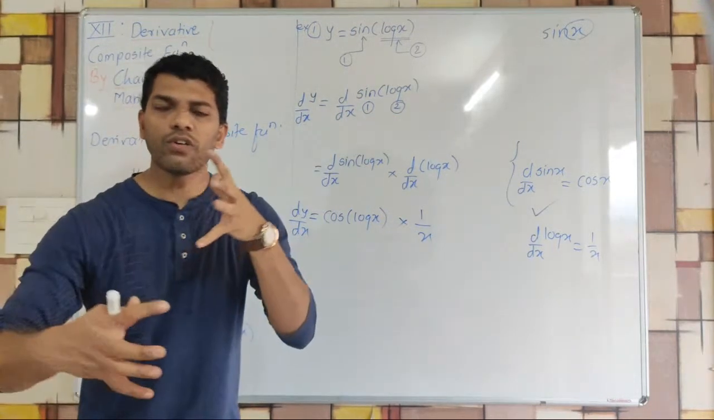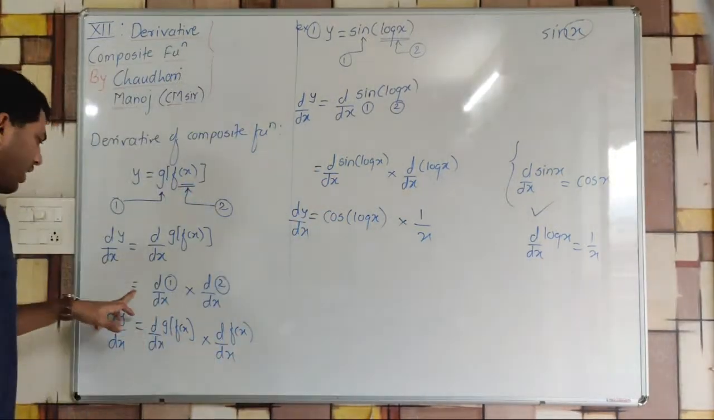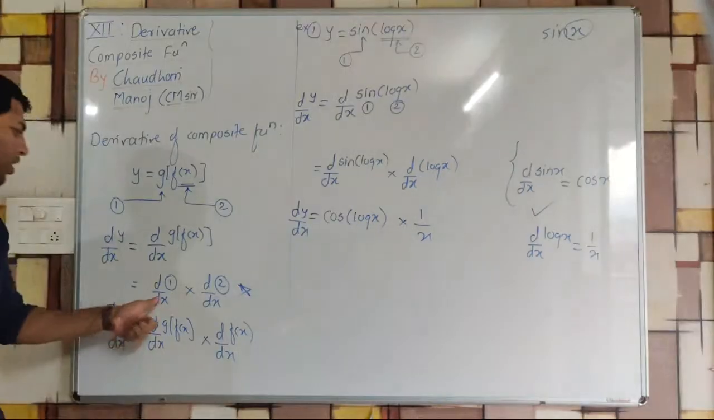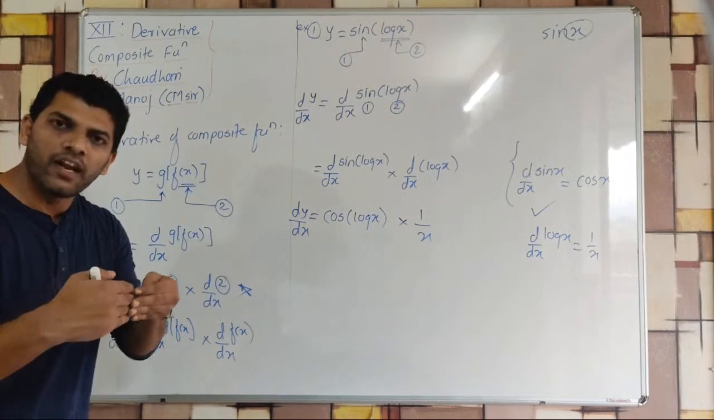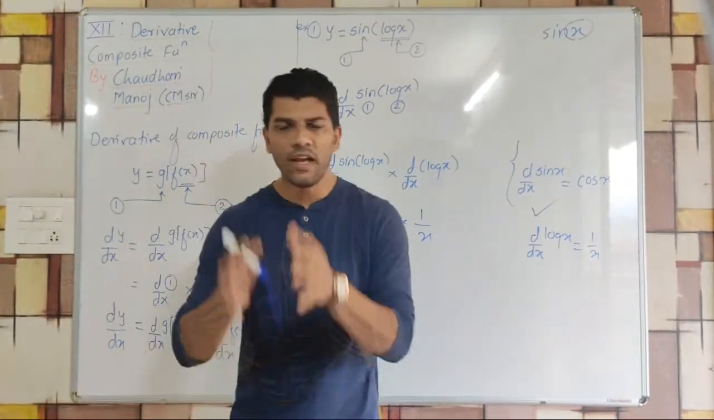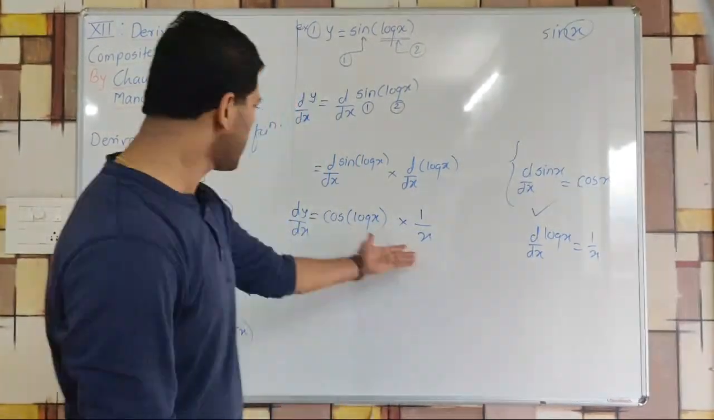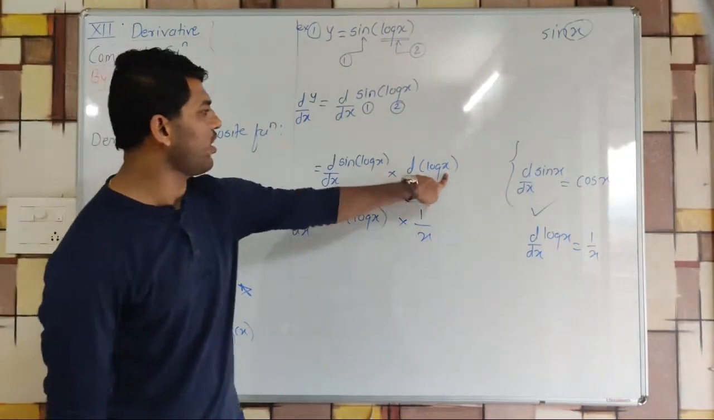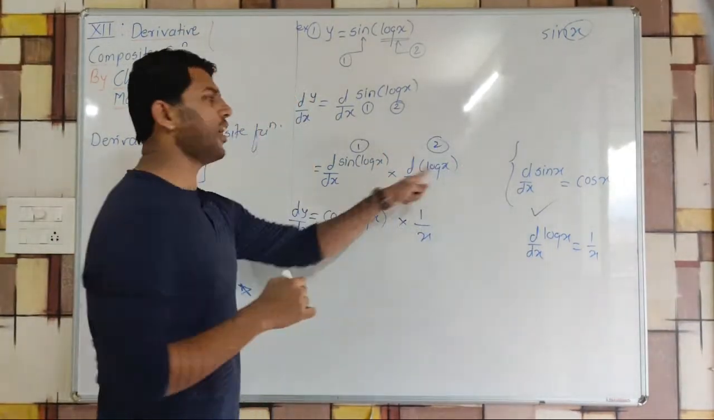Then how do we find the derivative of a composite? The process is simple: derivative of first into derivative of second. Always remember this. To tackle a composite function, the process is called the chain rule, which is very simple. It's the derivative of the first part into the derivative of the second part. If you want, you can remember it in this way.